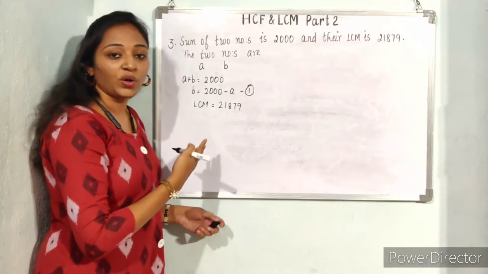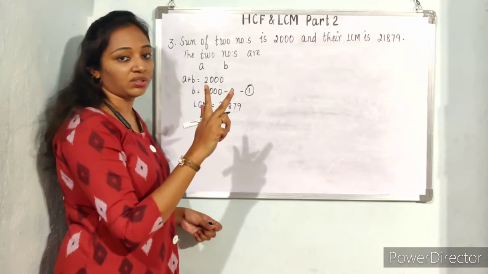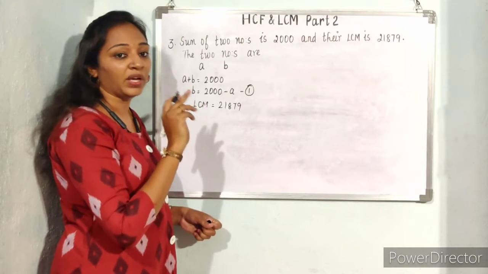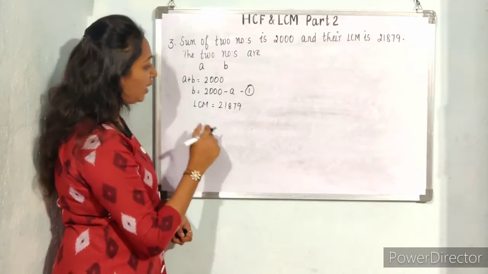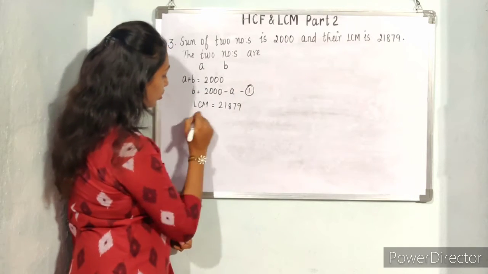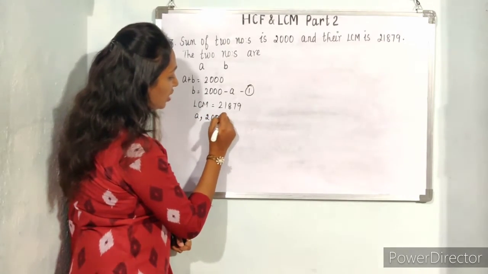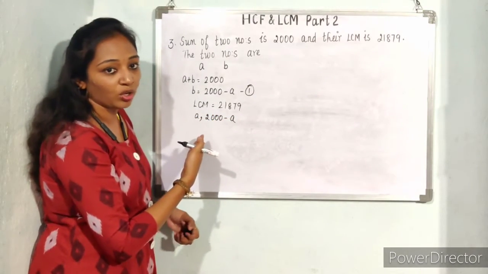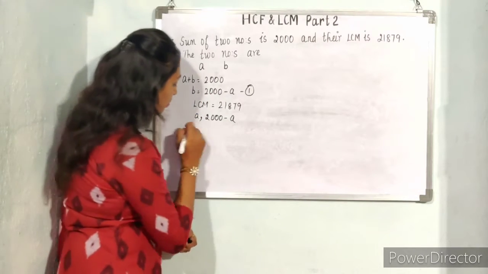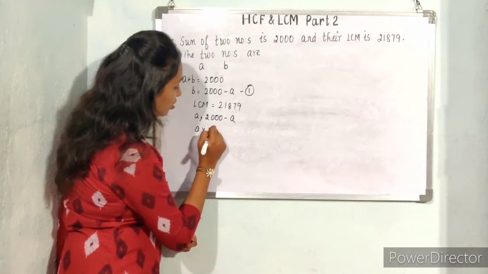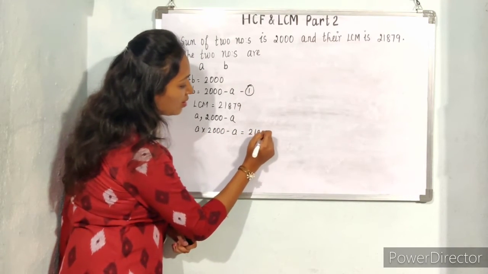In the beginning of the video, I told you we have 4 important concepts, and the last concept I told: when two numbers are not divisible by a common number, then the LCM is the product of the numbers. So we are going to apply this. What are the two numbers? The two numbers are A and 2000 minus A. They are not divisible by a common number, so the product of these two numbers will give you the LCM. So we'll do A into (2000 minus A) is equal to 21879.